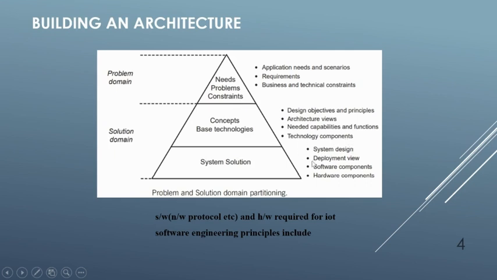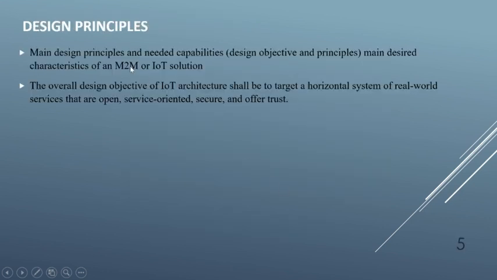System designs, development view, software components, hardware components are the system solutions. These are all the concept-based technologies. These are all the problems, constraints, needs. Design principle: main design principles and needed capabilities. The design and the principles are the main objectives.